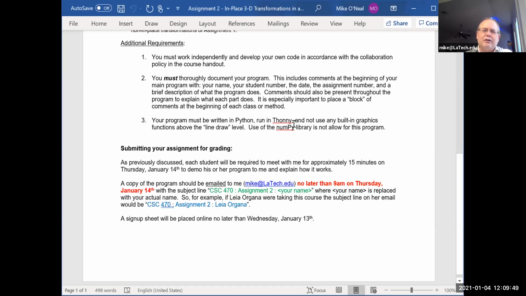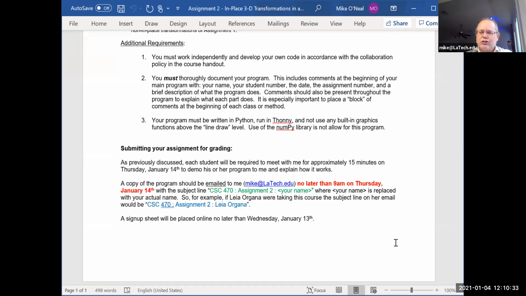Programs written in Python must run in Thonny, because that's what I'm going to use. You cannot use the NumPy library. Submitting it, you're going to email it to me just like before. The only difference is now it's called assignment 2 rather than assignment 1. It's due no later than 9 a.m. on Thursday the 14th. So it should be CSC470, assignment 2, your name, Leia Organa, if that is your name. And then I'm going to put a sign-up sheet online no later than the day before it's due, so that you'll be able to sign up for appointments.